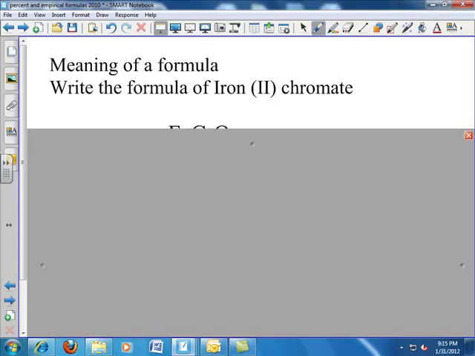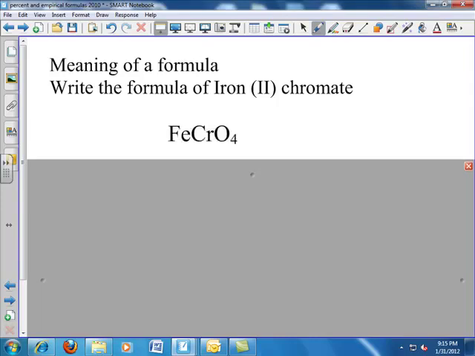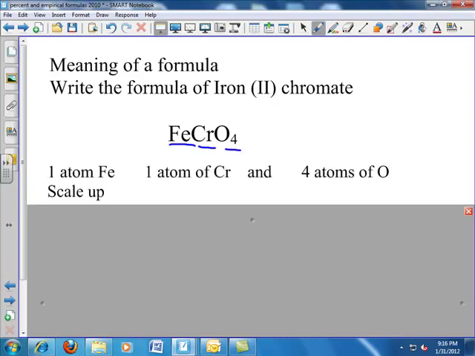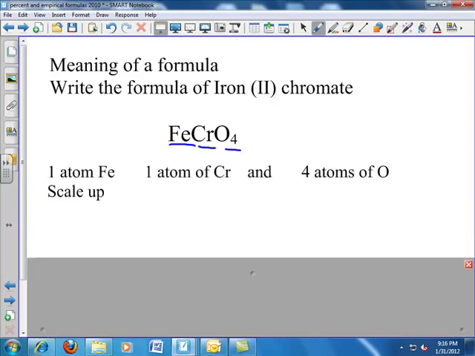So go ahead and write the formula for iron 2 chromate. And that formula should be FeCrO4. Now, one of the things I want to make sure that we truly understand is what exactly a formula means. If we break this formula down, we have 1 atom of iron, 1 atom of chromium, and 4 atoms of oxygen. So that's what this formula actually means: I have 1 of these, 1 of those, and 4 oxygens.